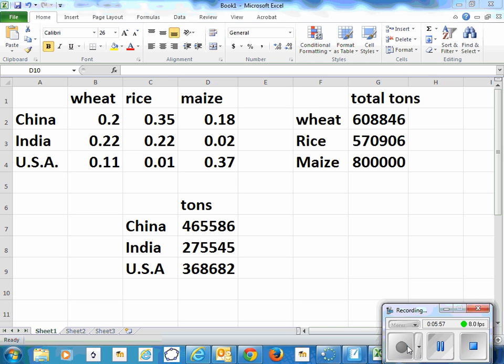So China produces 465,586 tons of grain. And India produces 275,545 tons of grain. The United States produces 368,682 tons of grain total. So Excel is a good way to take care of big calculations like that.